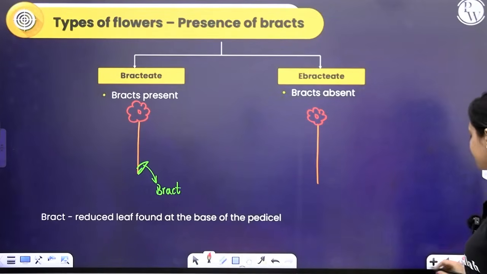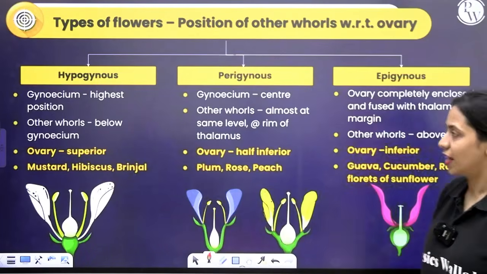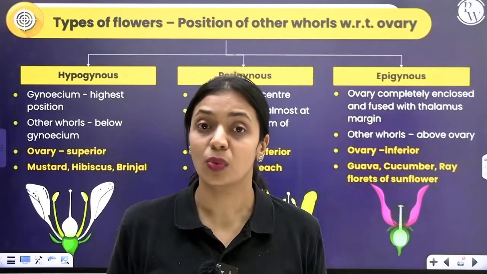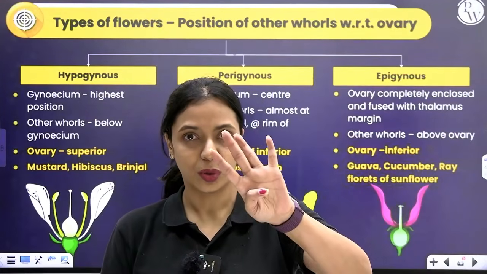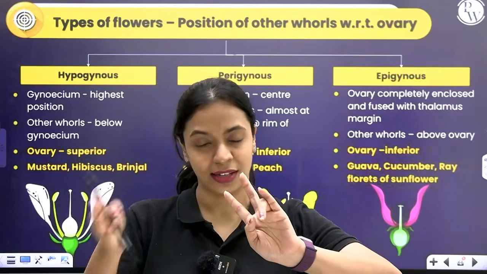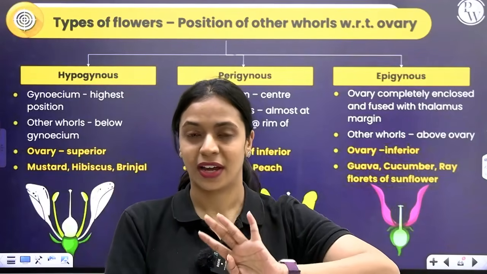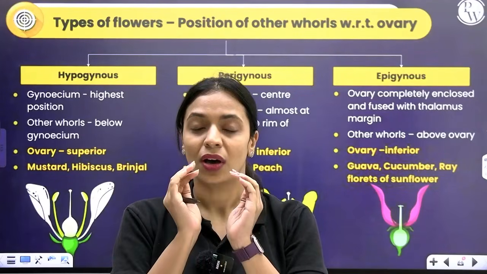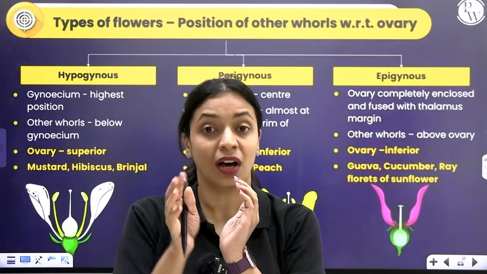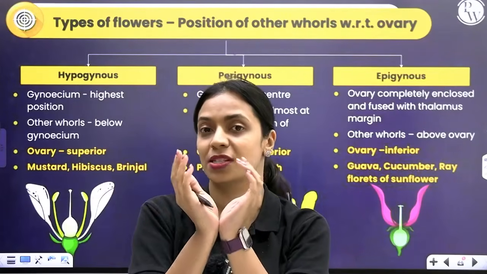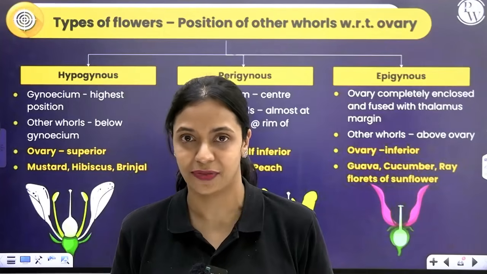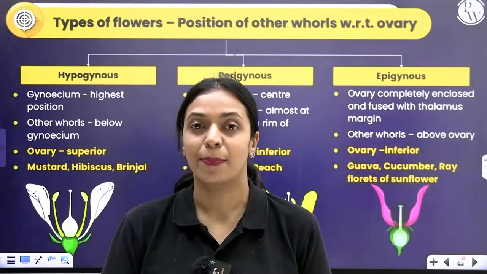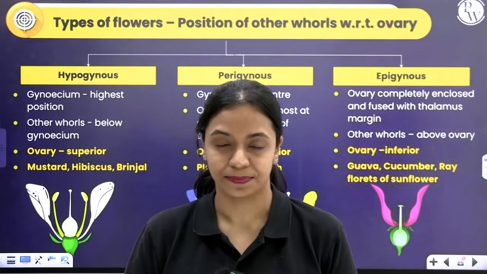Next, classification of flowers based on the position of other whorls with respect to the ovary. Totally we have 4 whorls. You have outside the calyx, inner to that you have the corolla, then you have the androecium, then you have the gynoecium. In the gynoecium you have the ovary. So what is the position of the other whorls in the flower with respect to this ovary? Based on that you can classify flowers. There are 3 types: hypogynous, epigynous and perigynous.